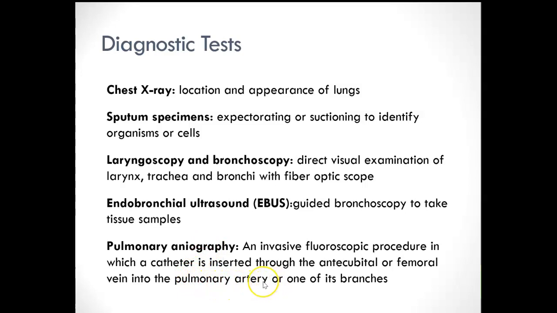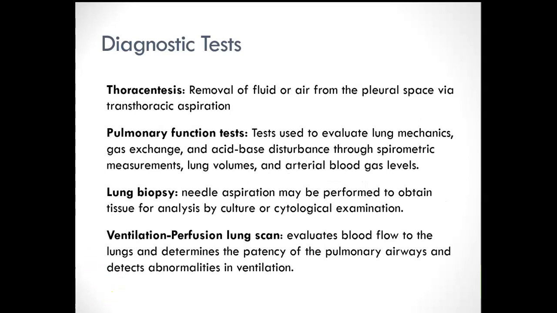And then pulmonary angiography can be used to go in and look at the pulmonary artery or one of its branches, and can tell us about the vascular system of the lungs if we think that there's a vascular problem. Thoracentesis, we talked about this a little bit in class. This can be the removal of fluid or air from the pleural space, which is helpful.